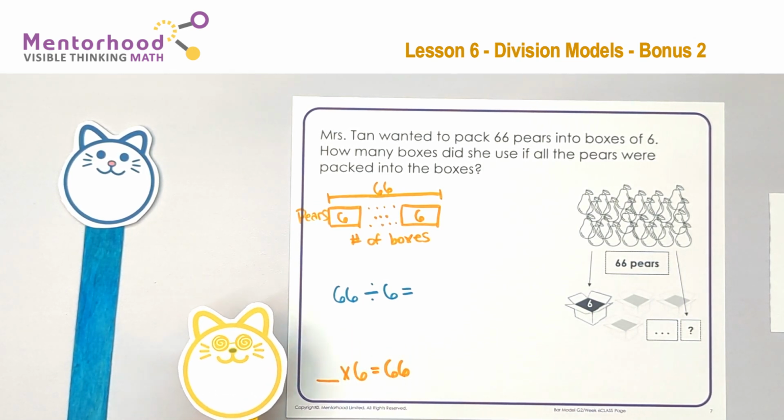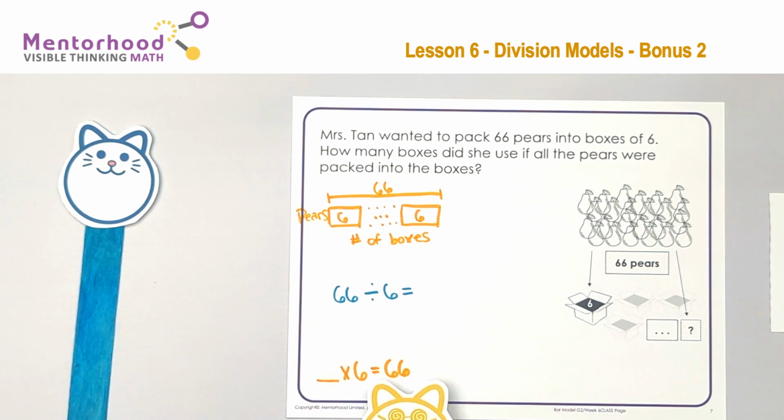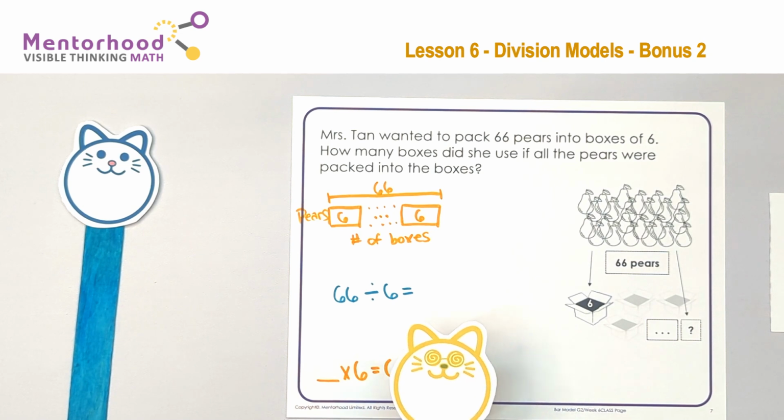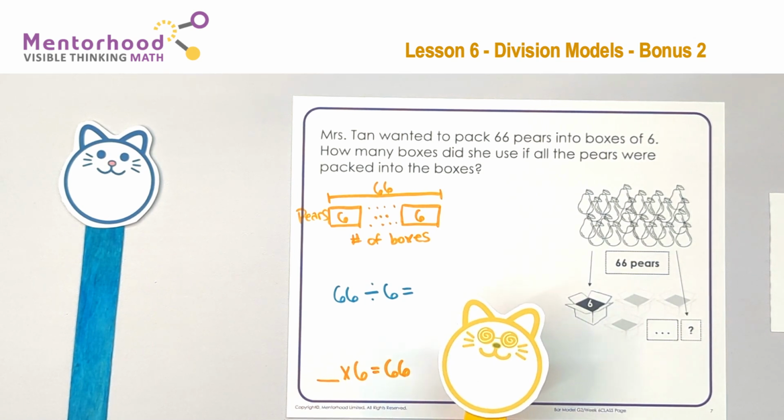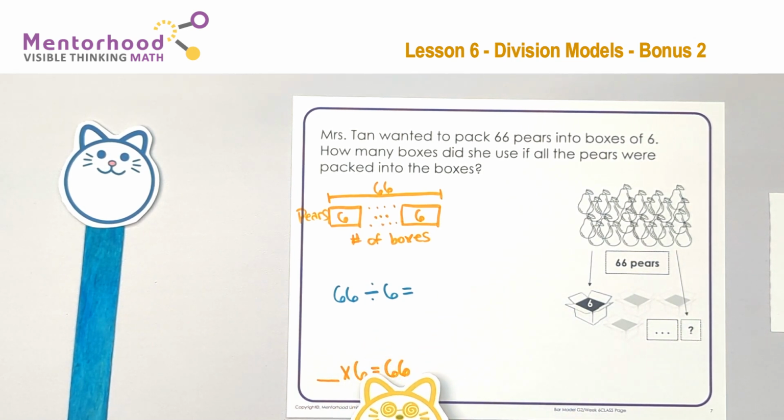Do you recognize a pattern with the number 66? I'll give you a hint. Both the tens column and the ones column are the same. What multiplication table do we know that always makes the tens column and the ones column the same? I'll give you a moment to think about it. Otherwise, you can count by 6s.